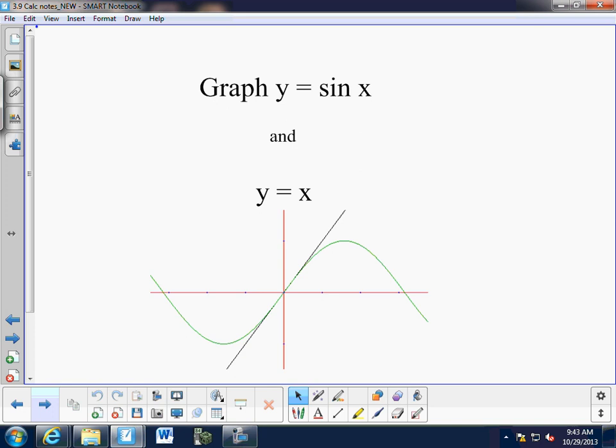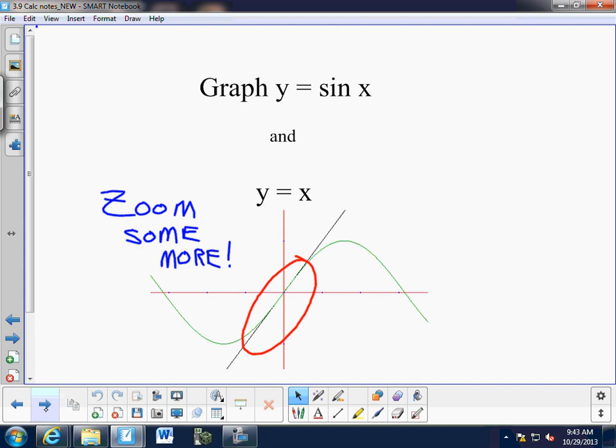So what you should see is something kind of like that if you zoom in a little bit. It kind of cuts up the middle. All right, so far so good. So here's the point: as long as I'm near the point of tangency, and by the way, the tangent line at 0 for the sine of x is y equals x.